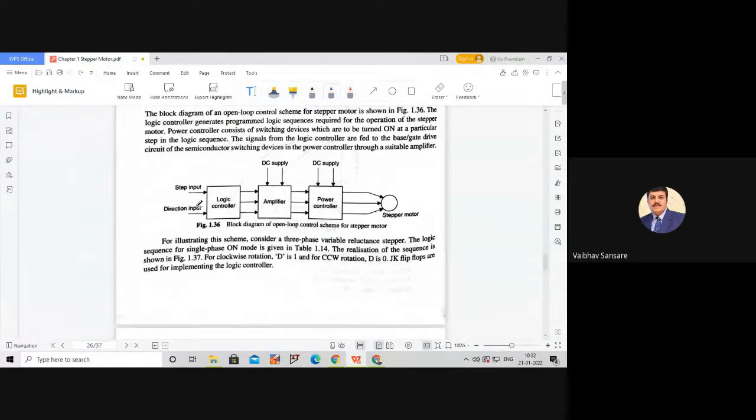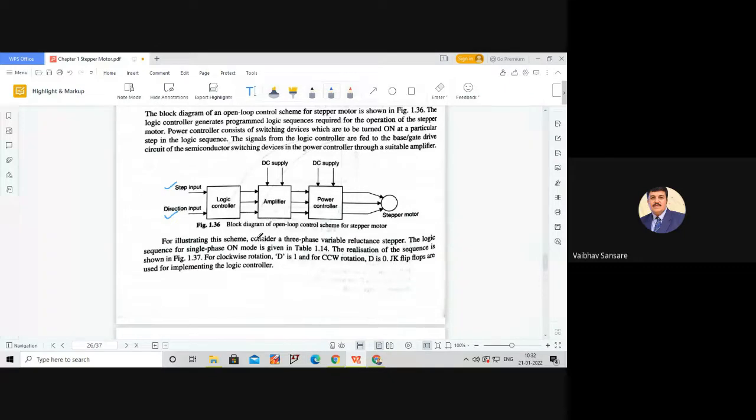So there are two inputs. One input is the step input. That step input is nothing but the required step angle for the stepper motor. Whatever required step angle is there, accordingly we provide this step input to the logic controller. And the second input is the direction input. That direction input is nothing but in what particular direction we have to run that motor. So this step input and direction input are provided to the logic controller.